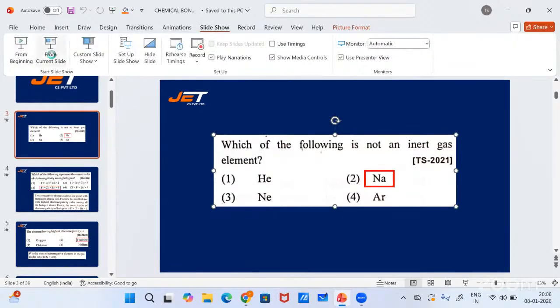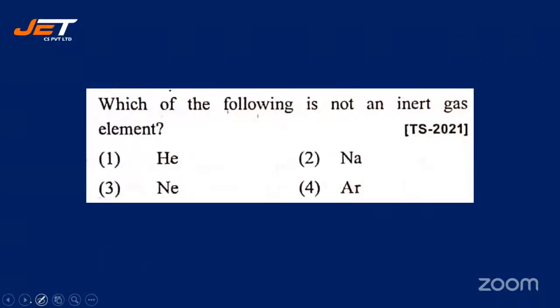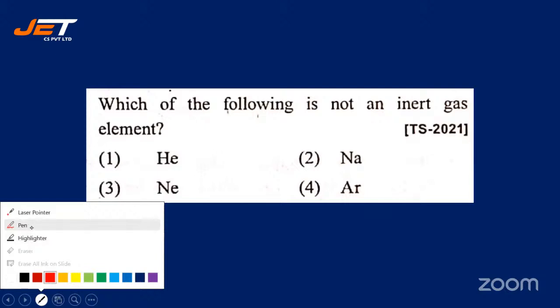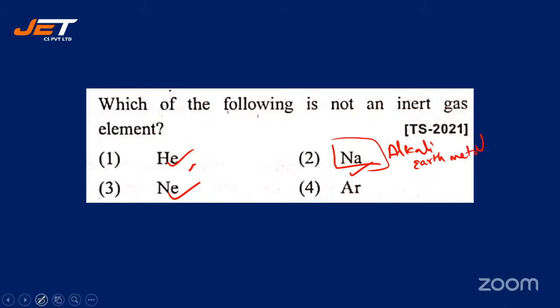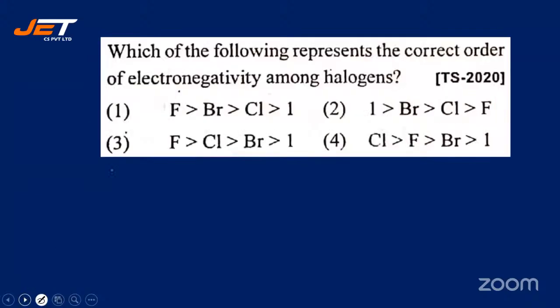Just a minute. Yes, I think it is more visible for everyone now. So the helium, the argon and the neon, all the three are the inert gases, and sodium is not an inert gas. It's an alkali metal. So this is the first question. Now let us go for the second question.